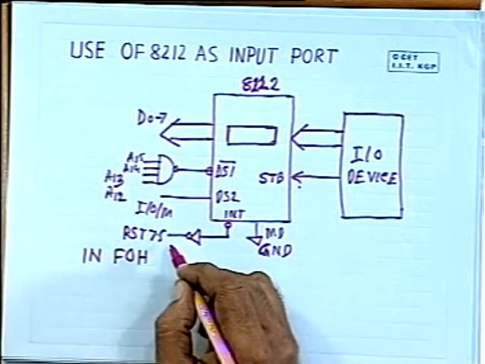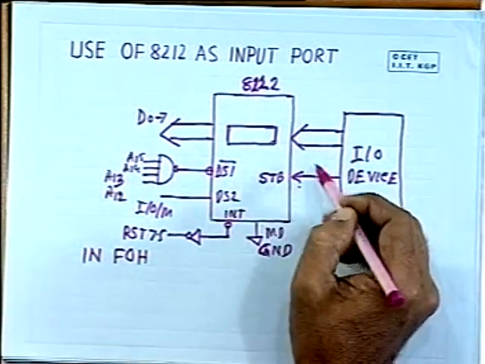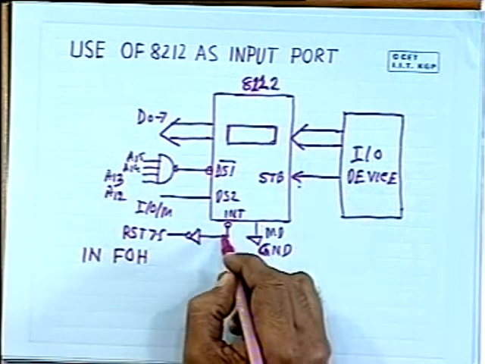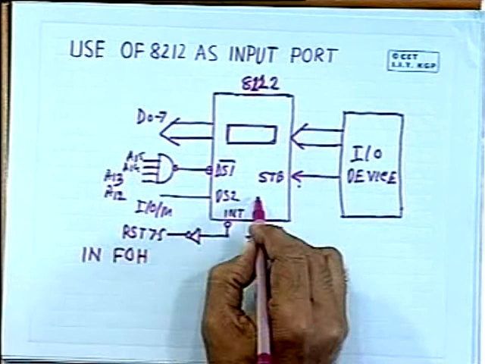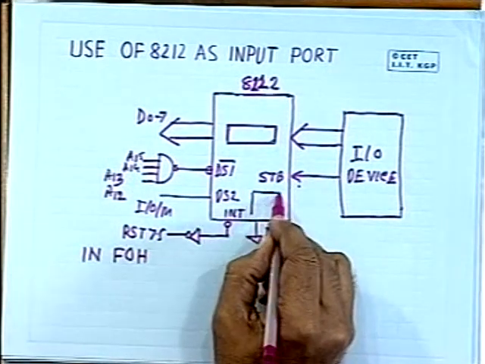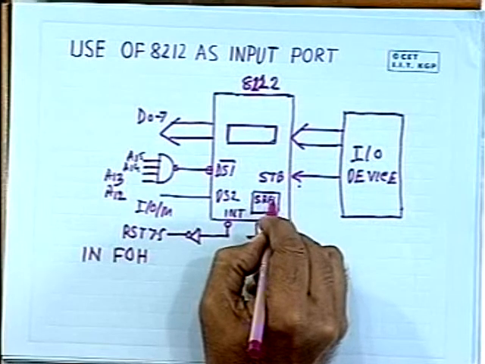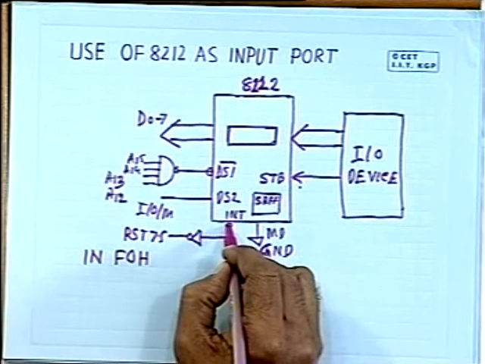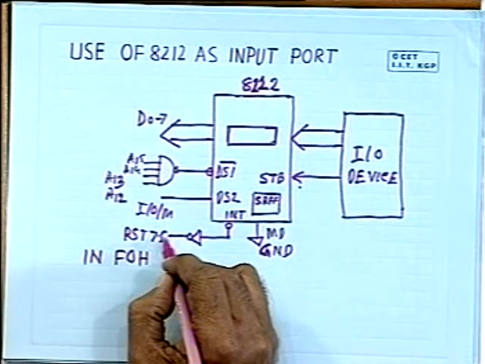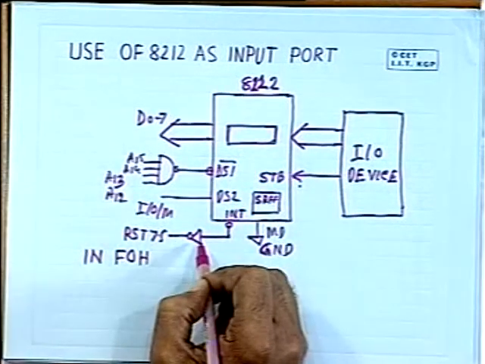And in this particular case, once the data is latched into it, this line will go low and this line will go high. That means the flip flop inside, an SR flip flop, the service request flip flop, will go high, and this will go high, and that will interrupt the processor. Then the 8212 will transfer the data.